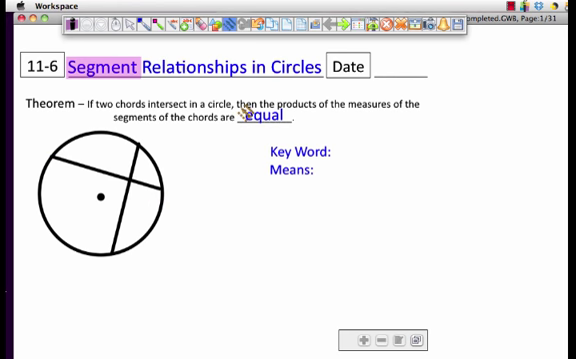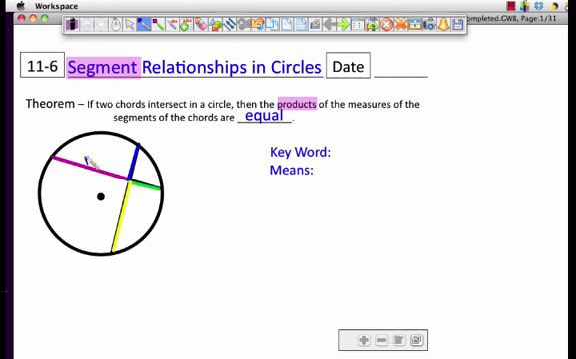If two chords intersect in a circle, then the products, that means multiplication, we're going to multiply for this rule, then the products of the measures of the segments of the chords, these chords, are equal. Okay, what's happening here is that there are four segments. There is this segment right here. There's this segment right here. This segment. And this segment. There's four pieces.